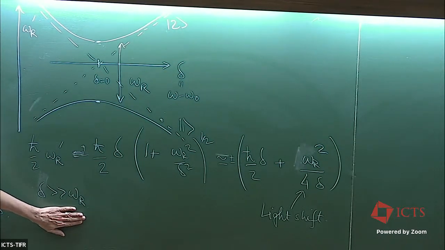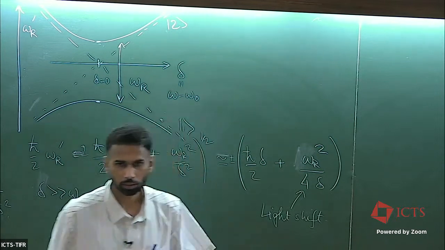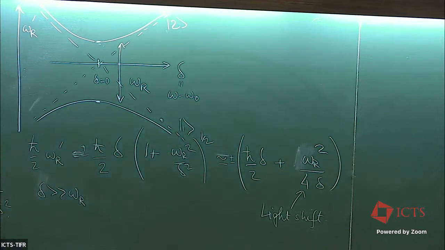So remember, in the very beginning I said that in light matter interaction, depending on which regime you are in, you can either drive transitions resonantly, or you could go to a regime where you do not drive transitions, but the primary thing will be a shift in the energy levels. So that is this shift, right? If you are very far detuned, you have a shift in energy level, and depending on whether your delta is positive or negative, this energy level either shifts up or down.